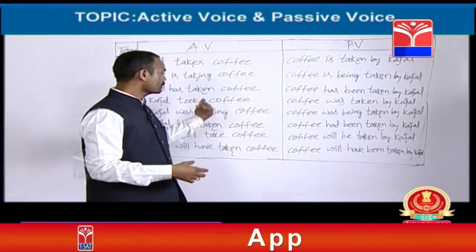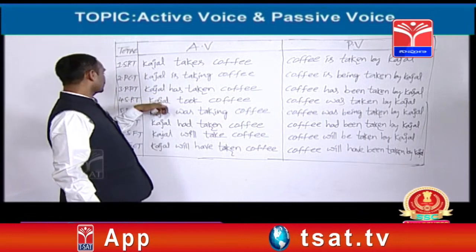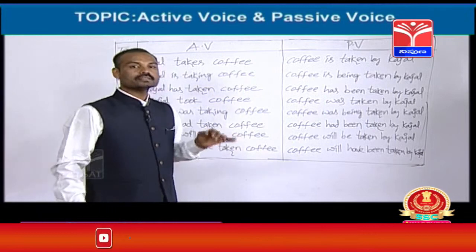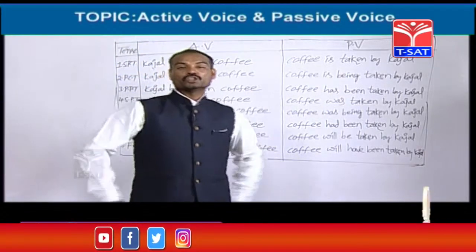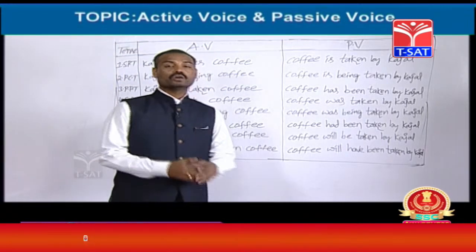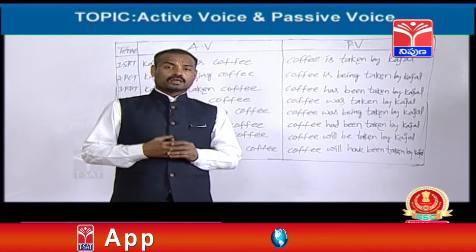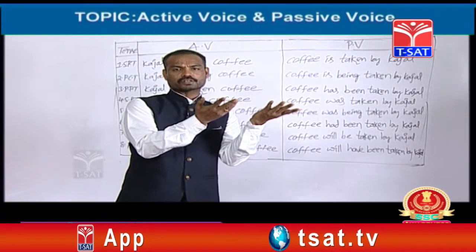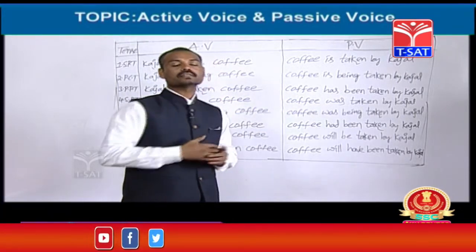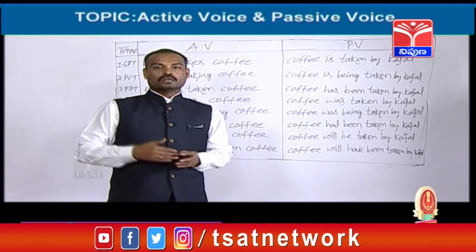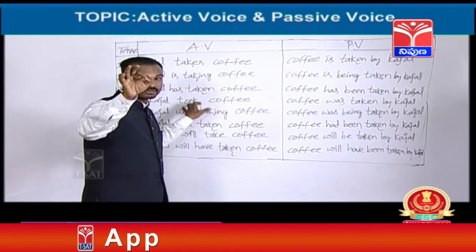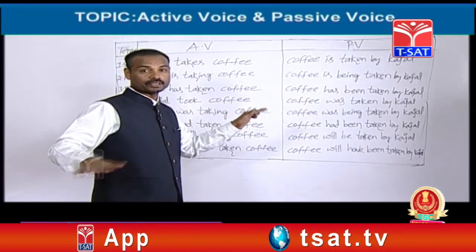Come on. Simple past. This is the example from simple past. Kajal took coffee. Sir, can you please explain how to find out that a sentence is from simple past? Very simple. What is the frame of simple past? Subject plus verb second form plus extra words. After the subject, if you can see the second form of the verb, you can think that is a simple past sentence. See, Kajal took. Take becomes took. It is verb second form. Kajal took coffee. This is simple past.